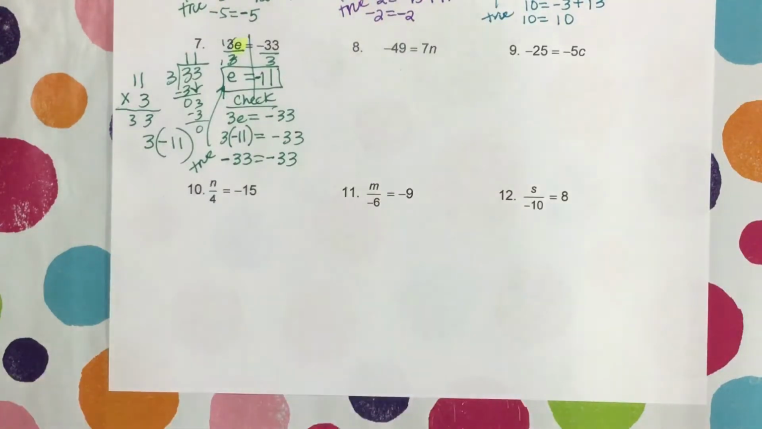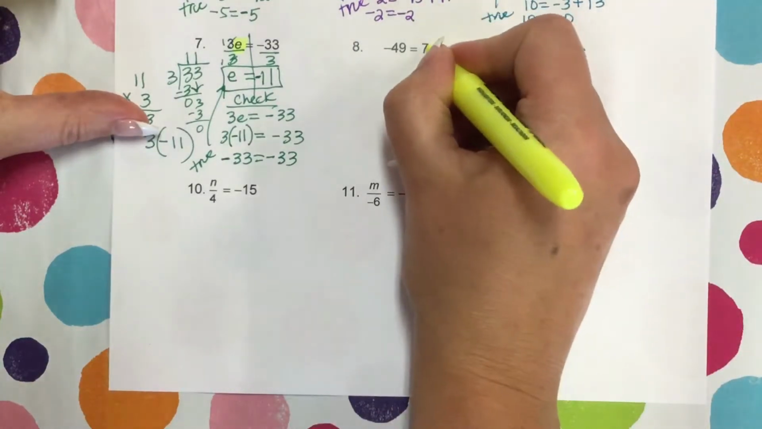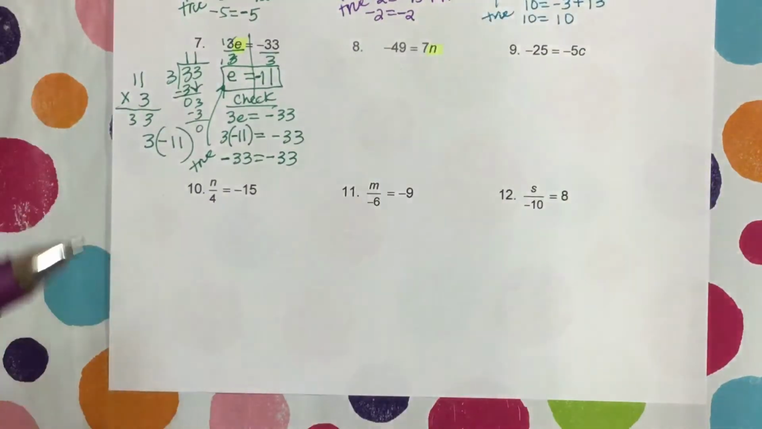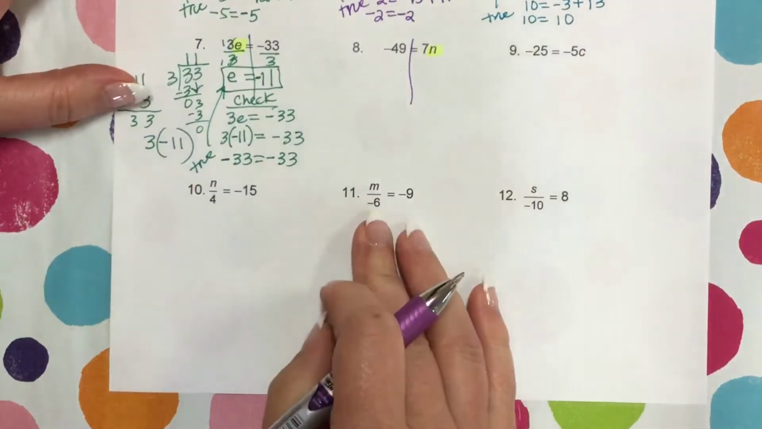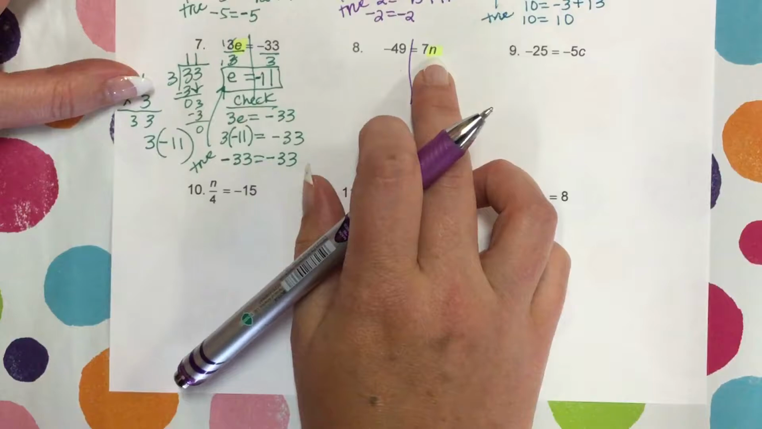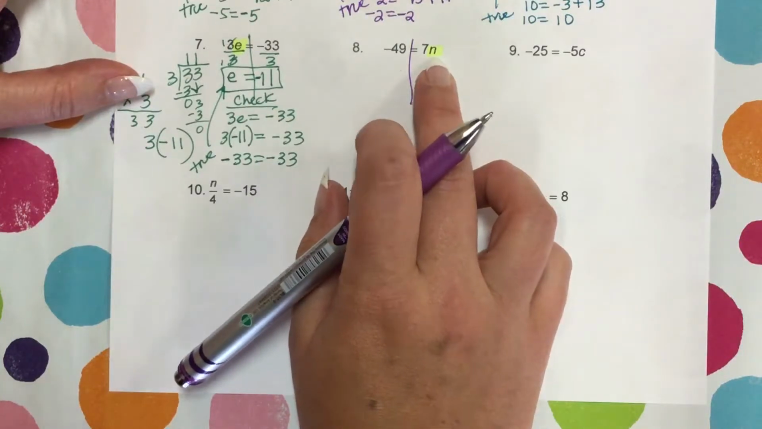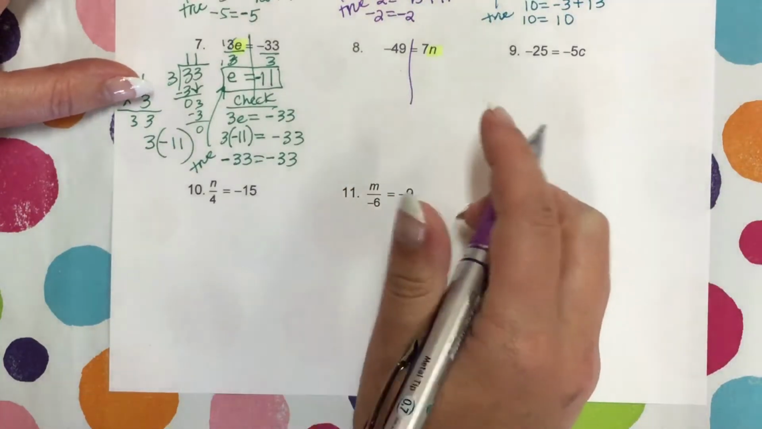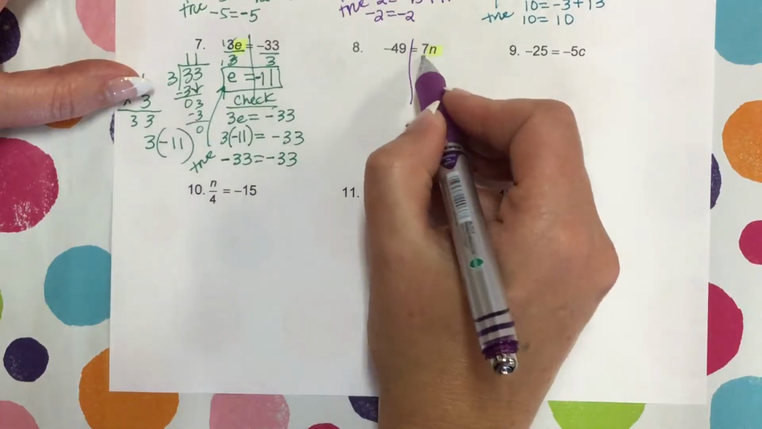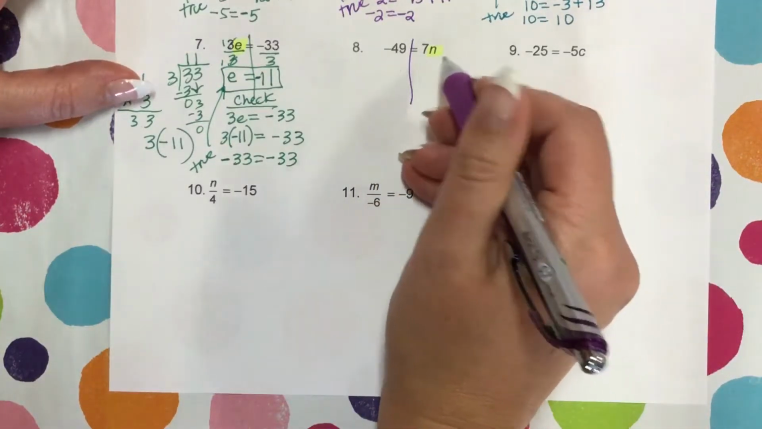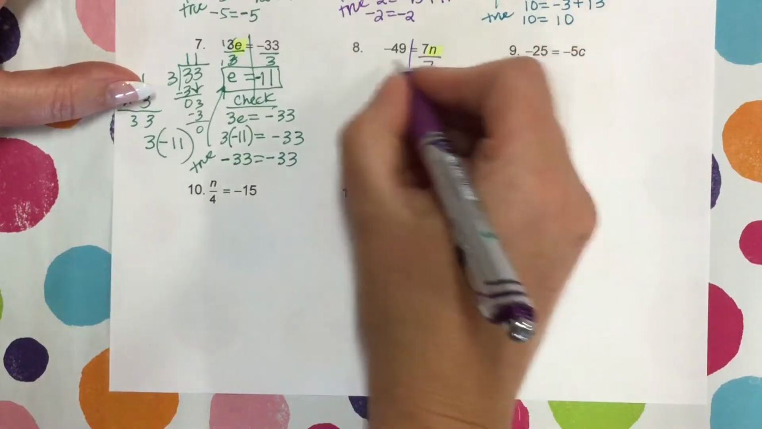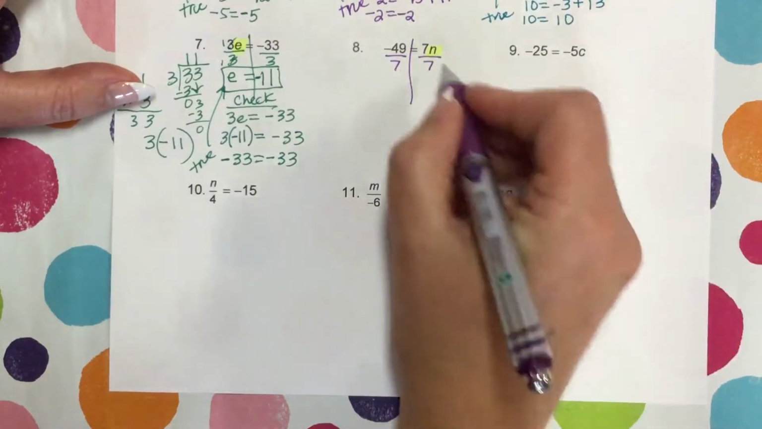Number 8 is -49 equals 7n. We are trying to get n by itself. So in order to do that, it has to be on this side of the equation by itself. Is n by itself? No, it is not. There is 7n. So what we have to do is 7n is the same thing as 7 multiplied by n. So the inverse operation of multiplication would be division. We have to divide both sides by 7.